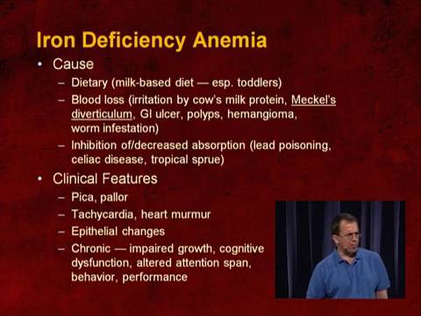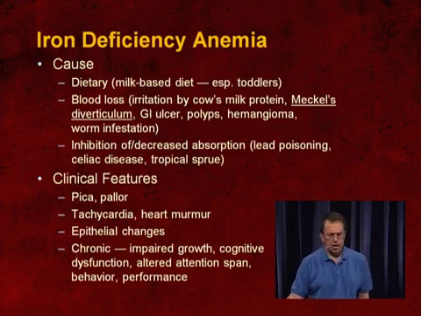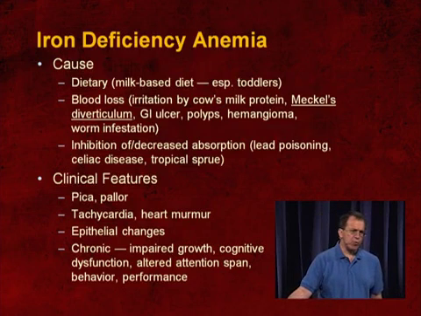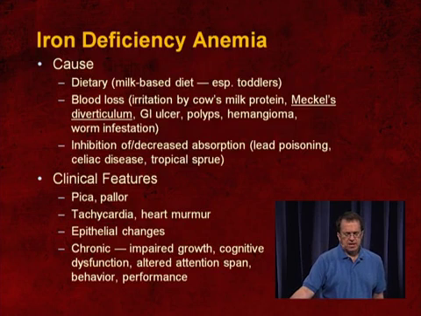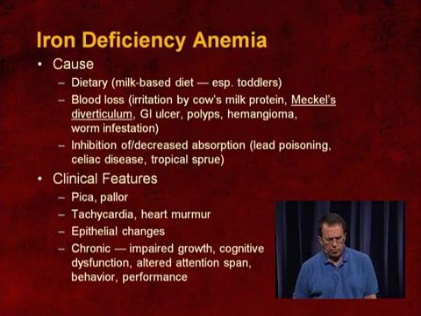Your clinical features are pica, eating things that aren't nutritious. Can be tachycardic, can have a murmur. We could argue about whether having a gallop is an indication to transfuse. If you got a hemoglobin of 4 and a gallop, there are a few hematologists I know who would give you iron and send you home, but most are wimpy like me and would probably transfuse at that point. Impaired growth, cognitive dysfunction, altered attention span, behavior, performance. So that's why you can't mess around with iron deficiency. Kids can get really hurt by it.